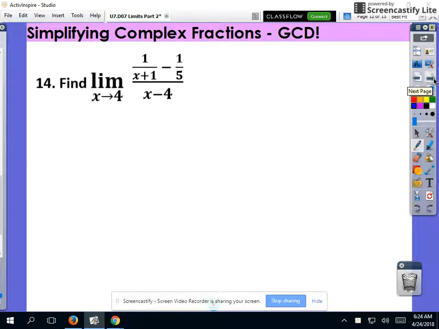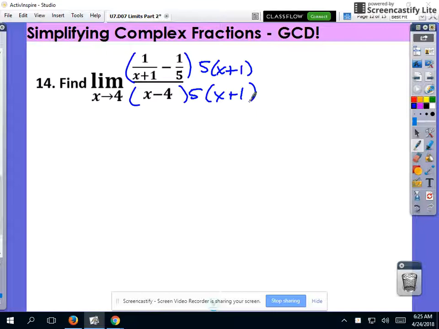All right, pause the video, try this one on your own. But first, test and see if it is indeterminate form through direct substitution. All right, plugging in 4, you get 0 over 0. So we have to multiply by the GCD. So that's 5 times x plus 1, 5 times x plus 1.